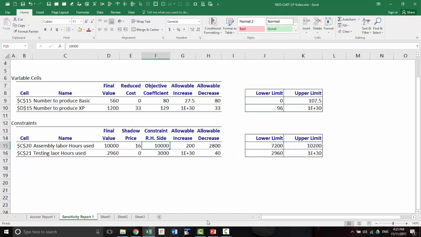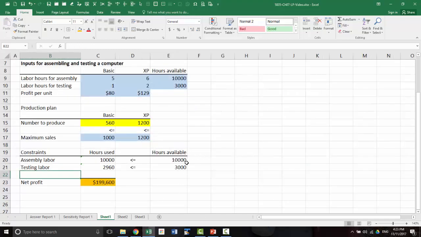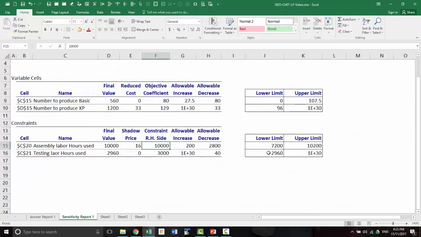So you have the constraint right hand side of 10,000 and 3,000, and it gives you a lower limit and an upper limit. Okay. So this 10,000, what happens if it changes, if it goes down or up? If it goes down up to 7,200, or the upper limit is 10,200. Okay. For 3,000, there is no upper limit. The lower limit is 2,960.